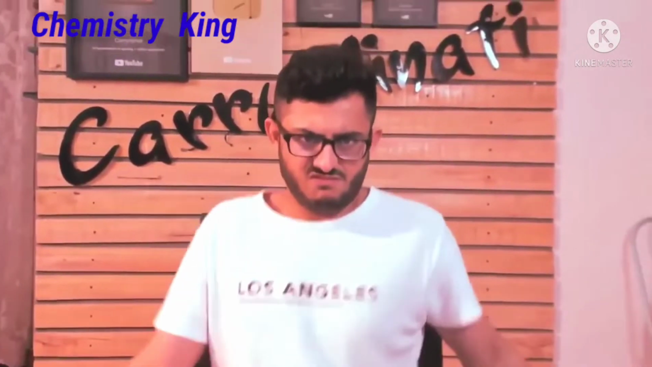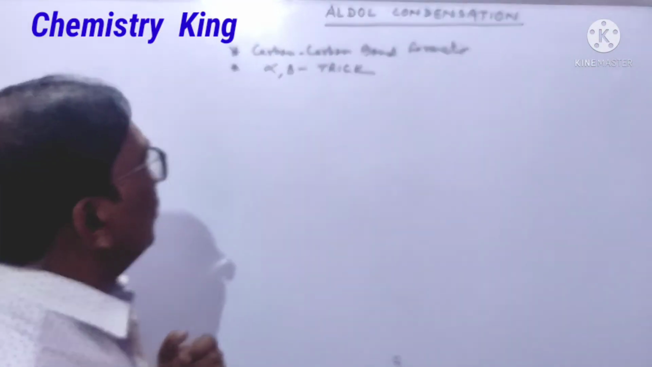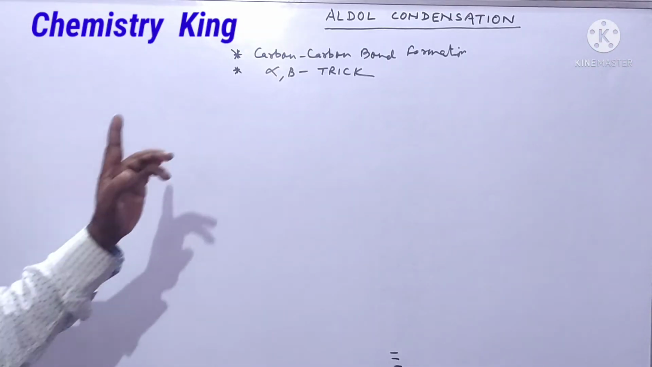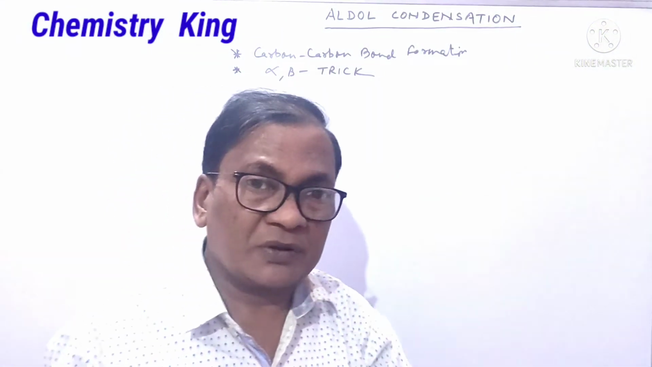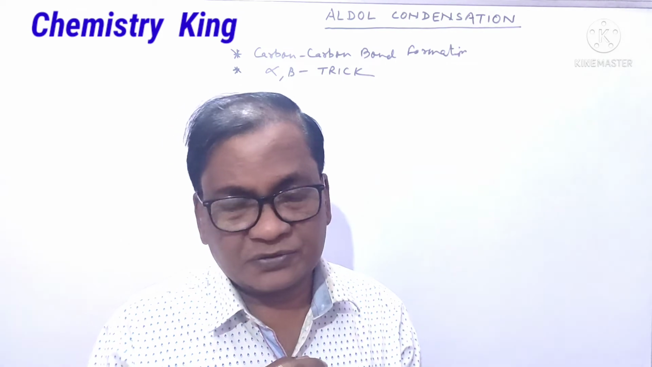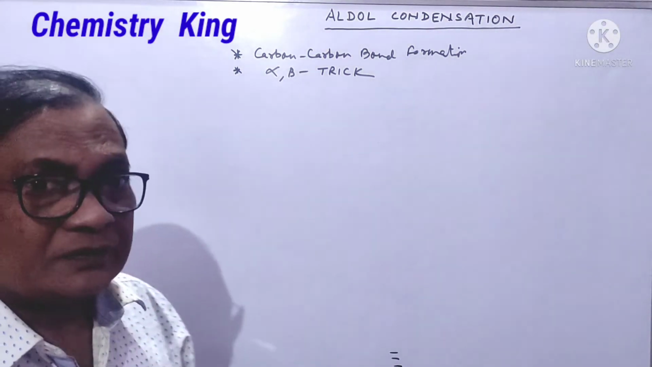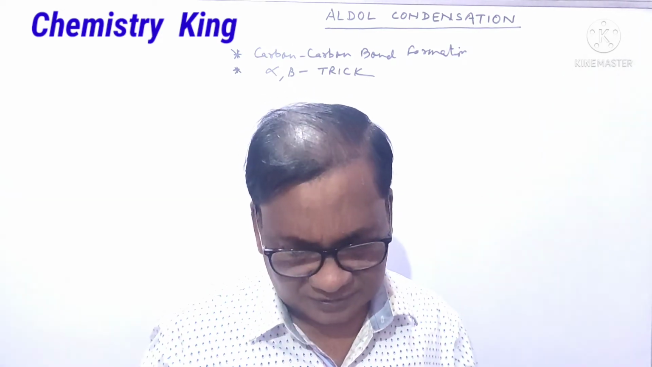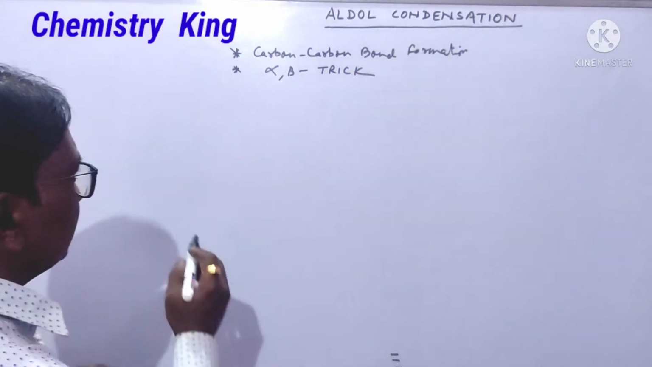So, in aldol condensation, first carbon-carbon bond formation takes place. A new carbon-carbon bond forms. And second, alpha-beta trick. Trick is alpha-beta trick. First, let us see the statement.